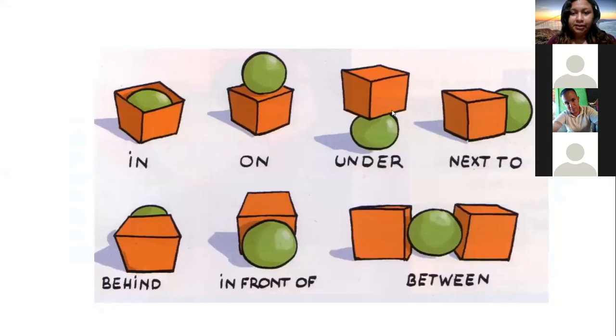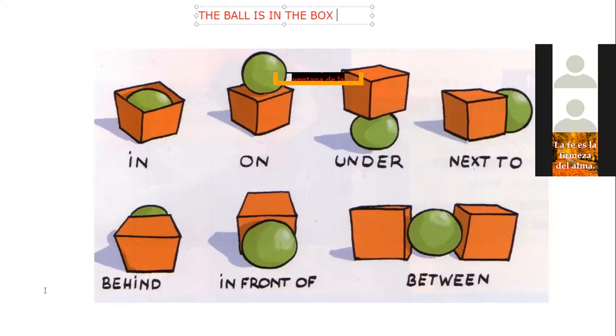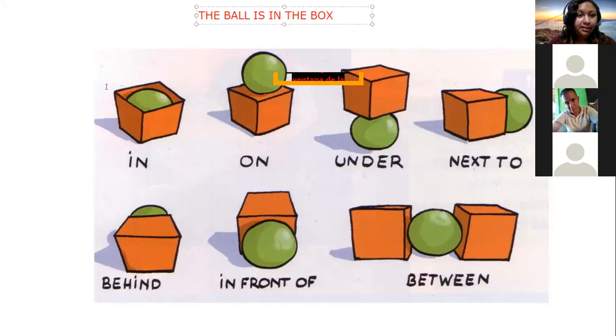Okay, so we say, look. In number one, I say, the ball, repeat it with me, the ball is in the box. The ball is in the box. Okay, very good. Now, number one, so we say, in. The ball is in the box.